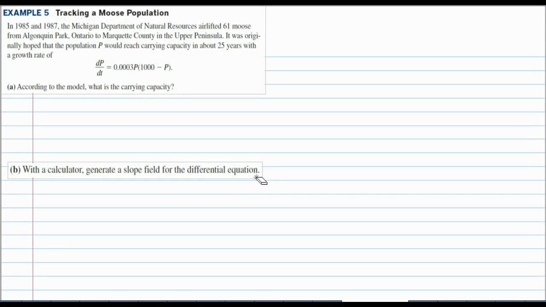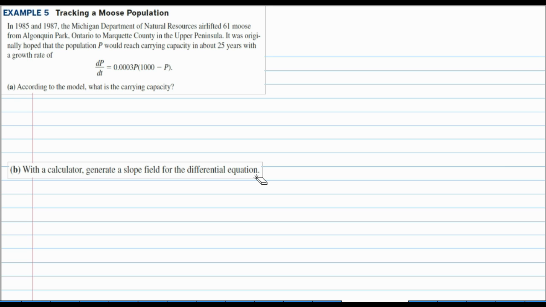This is the screencast for section 6.5, example 5, tracking a moose population. So we're actually going to go through a logistic growth differential equation and solve for P, so find the actual population function. This is going to be long, this is going to be horrible, so grab a snack, some coffee, whatever it is you want to do.